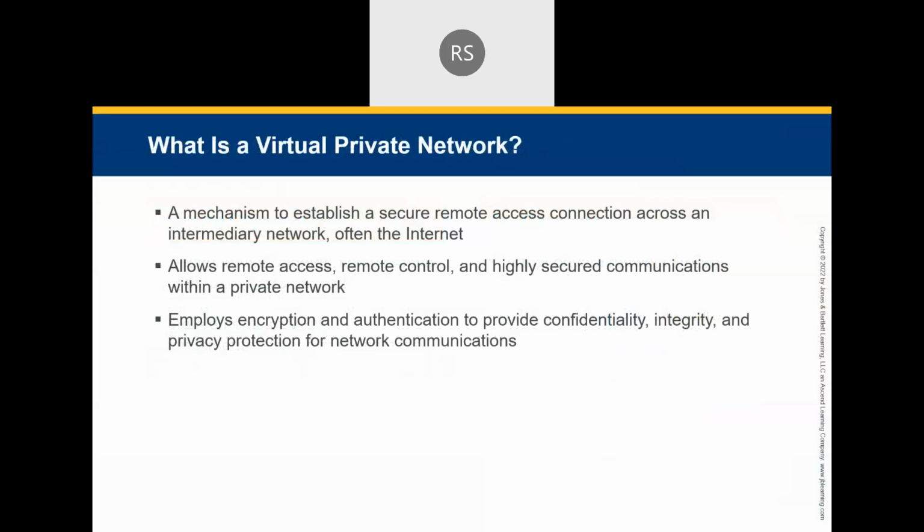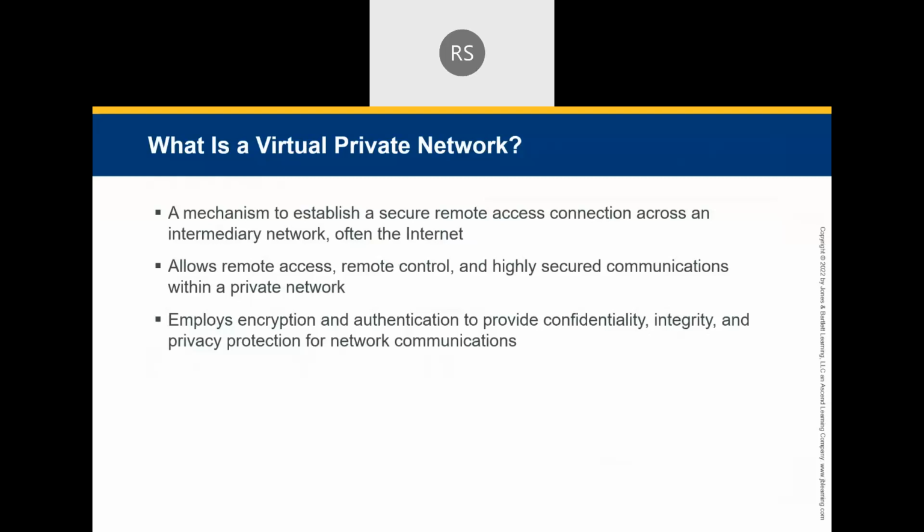So first we'll start talking about what is a virtual private network. A VPN is a mechanism designed to establish a secure remote access connection across an intermediary network, which is frequently the internet. Some key functions of a VPN: it enables secure connection to a private network from a remote location. It facilitates control and management of network resources from a distance. And it also ensures highly secure communication channels within a private network.